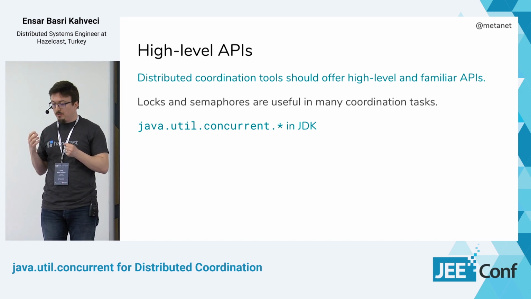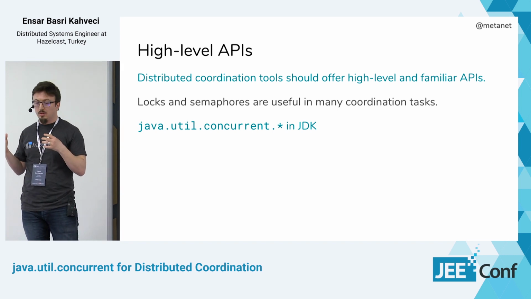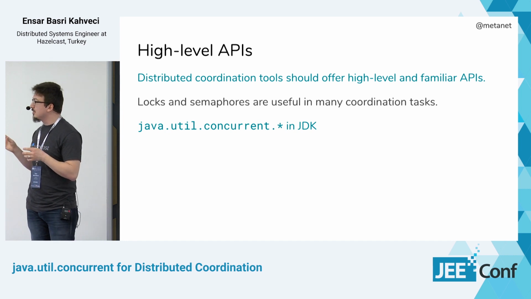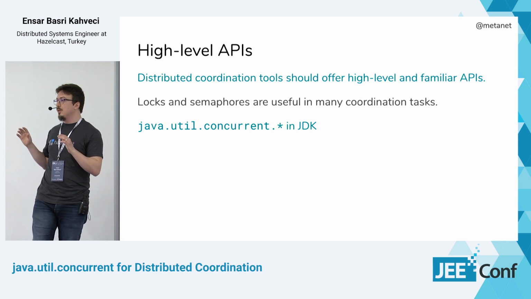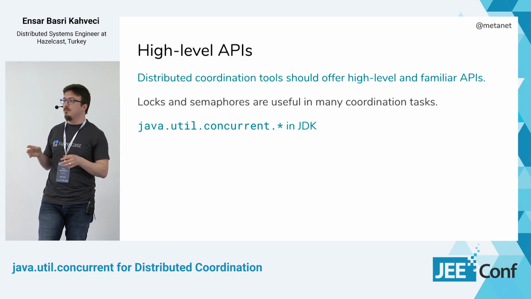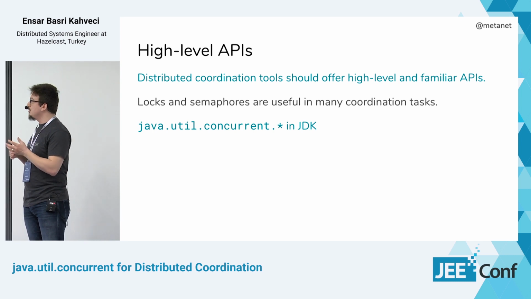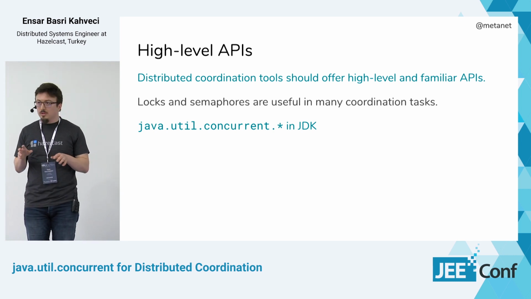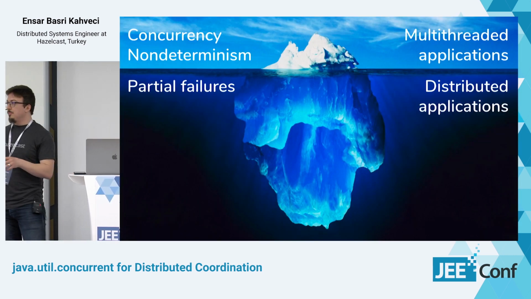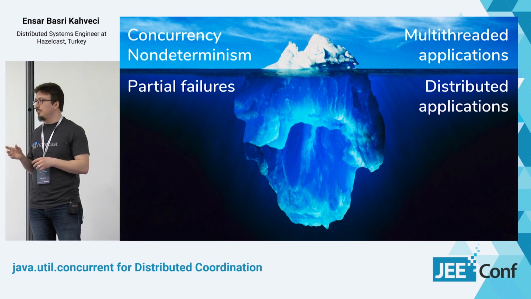And secondly, when we look at these systems, they all offer some sort of APIs like locking and semaphores. So some basic primitives like locks and semaphores are useful in many coordination tasks. And if you look at the JDK, we already have them under the java.util.concurrent package for a long time, right? In JDK, we have locks, semaphore, atomic classes like atomic integer, atomic long, etc., countdown latch, and many other primitives. And we already have an idea about how to use them.